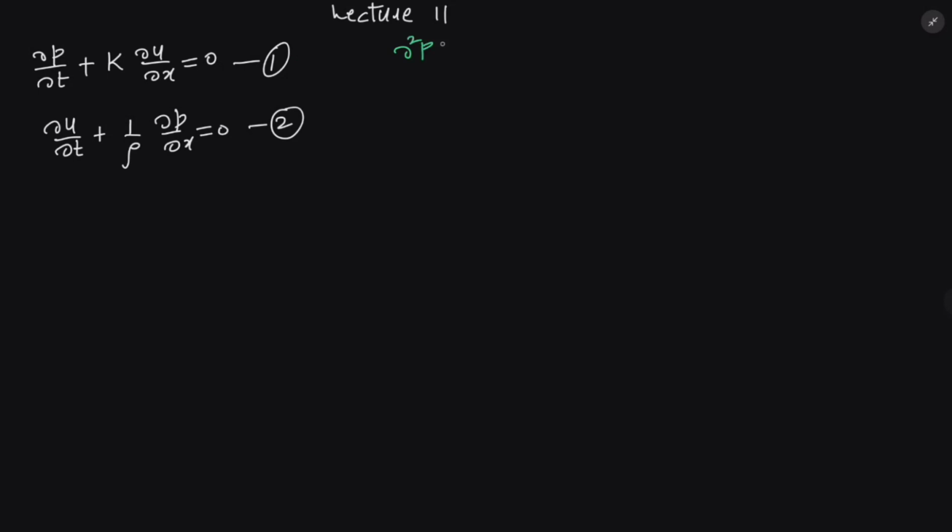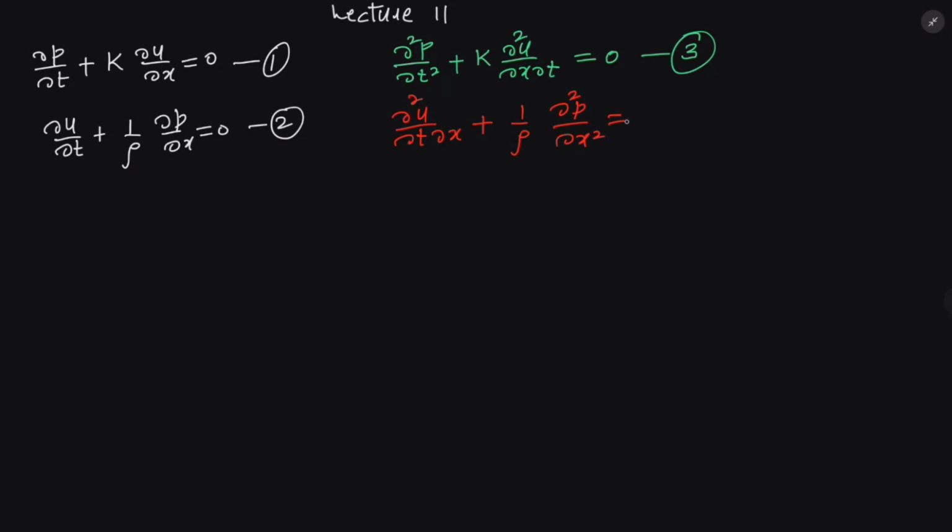So we get partial square p by partial t square plus k partial square u by partial x partial t is equal to 0. This is equation number 3. Similarly, differentiate equation 2 with respect to x: partial square u by partial t partial x plus 1 over rho partial square p by partial x square is equal to 0. This is equation number 4.